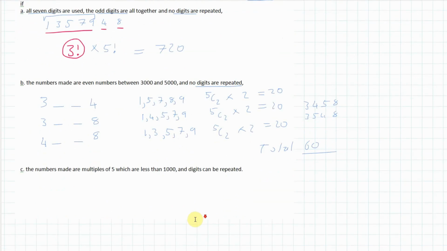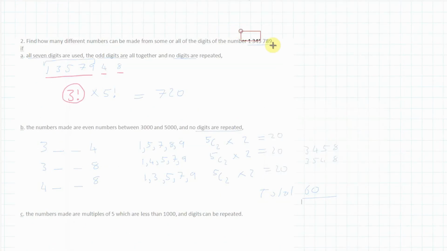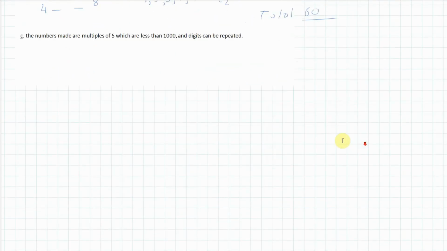Now, the last question: we've got to make numbers that are multiples of 5 and which are less than 1,000. Let's just bring this number down so we can see what it is. Okay, here's our number. Multiples of 5. If it's a multiple of 5 and it's got to be less than 1,000, well, obviously we could have 5. That's the first one. So that's one way. And then we could do something 5, because there are no zeros there, so it's got to end in 5. And we can repeat digits.